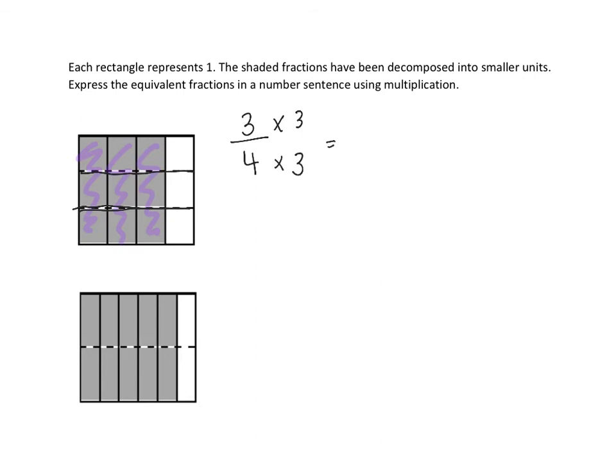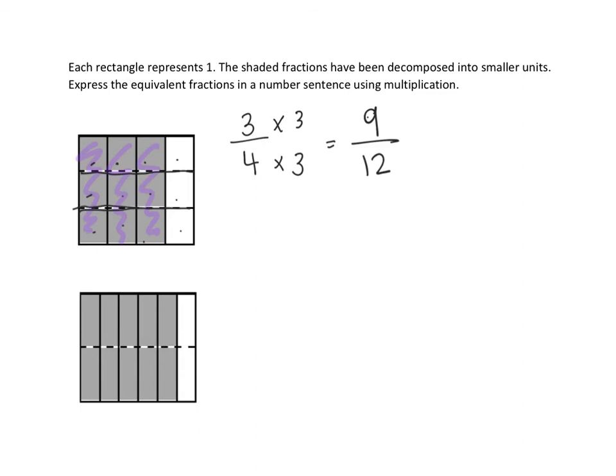When I do that, 3 times 3 is 9, and 4 times 3 is 12. So I know that my equivalent fraction is 9/12. Okay, I can check 1, 2, 3, 4, 5, 6, 7, 8, 9 out of 10, 11, 12 pieces.